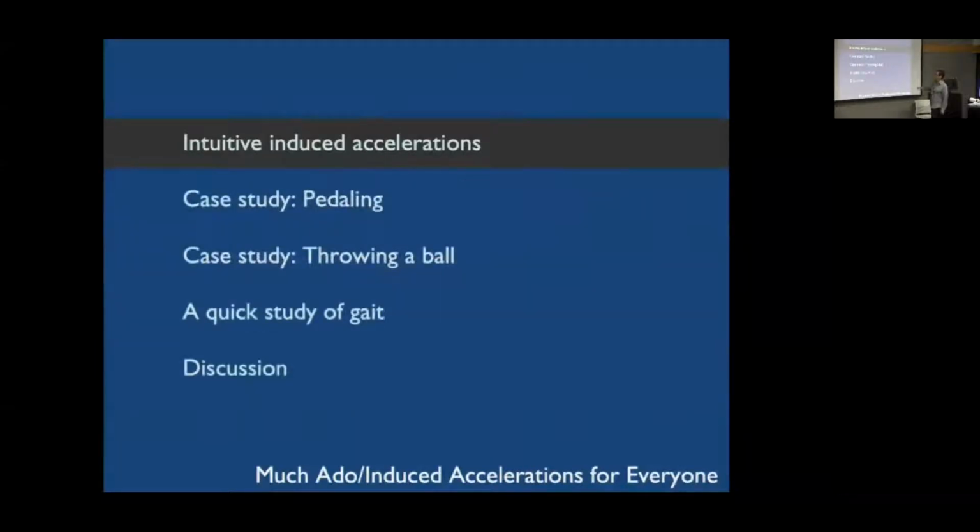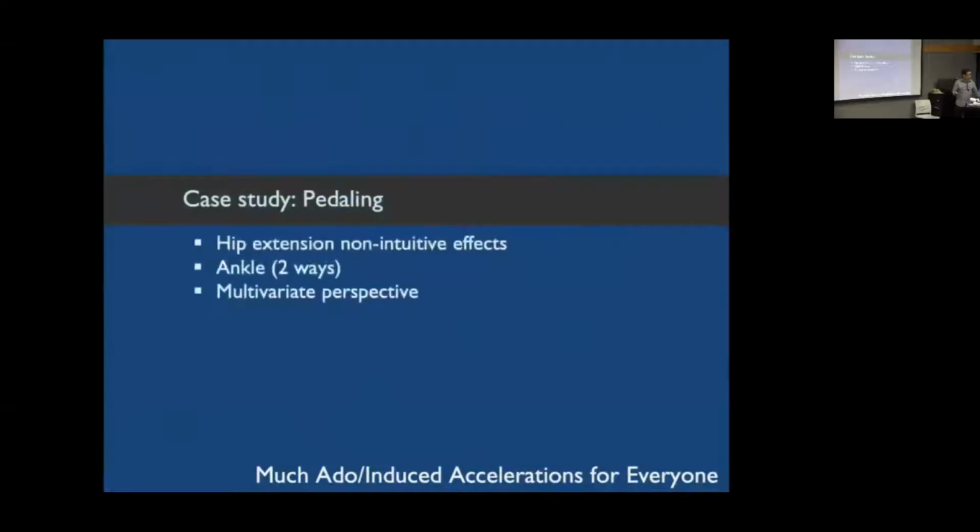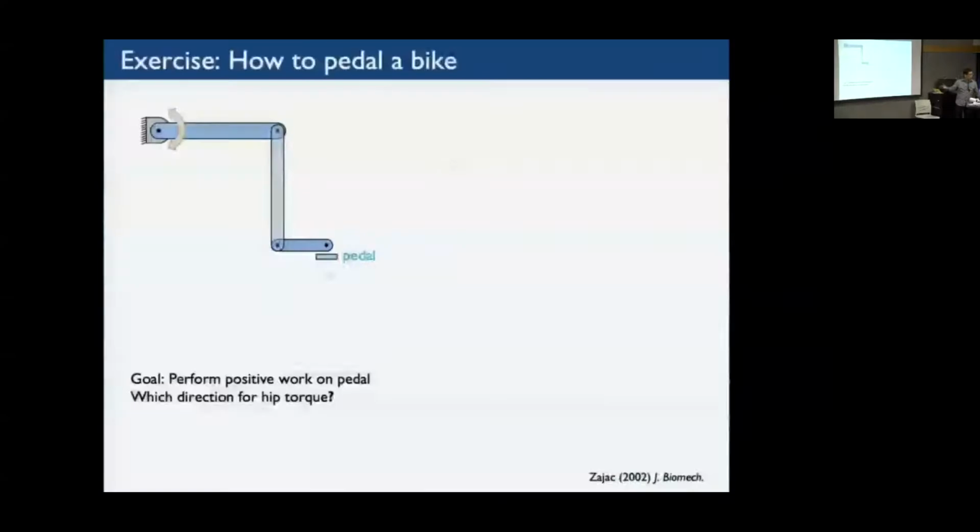Okay, so I promised we would talk about a couple things, so we'll do a case study of pedaling next. Let's do a super simple model of pedaling, and let's try to understand what the hip's effect is on the force you impose on the pedal. Okay, so we have a thigh, we have a shank and a foot, and then we have a pedal. Our goal is to perform positive work on the pedal. And the question is, which direction should we apply hip torque?